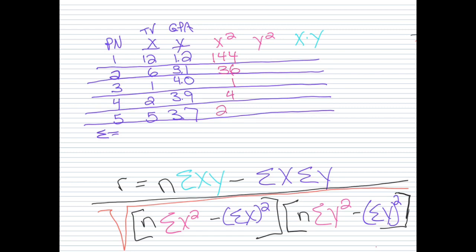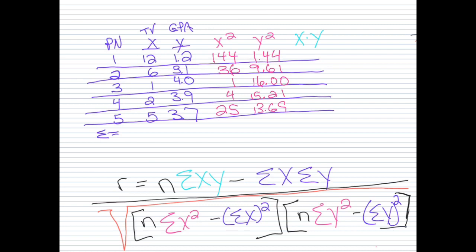5 squared is 25. Then moving on to the Y column, we square our first Y value, which is 1.2. So that would be 1.44. Squaring 3.1 is 9.61. Squaring a 4.0 is 16. Squaring 3.9 is 15.21. And squaring 3.7 is 13.69.